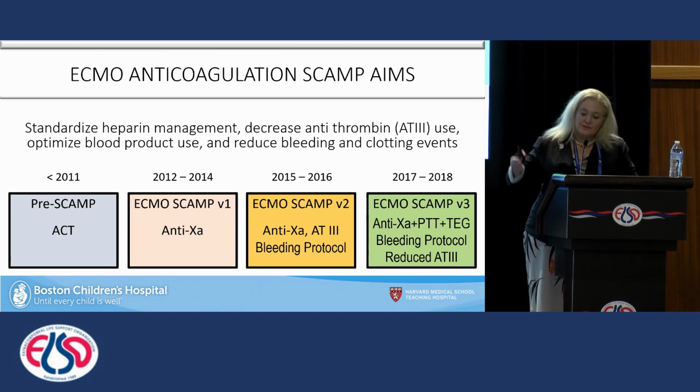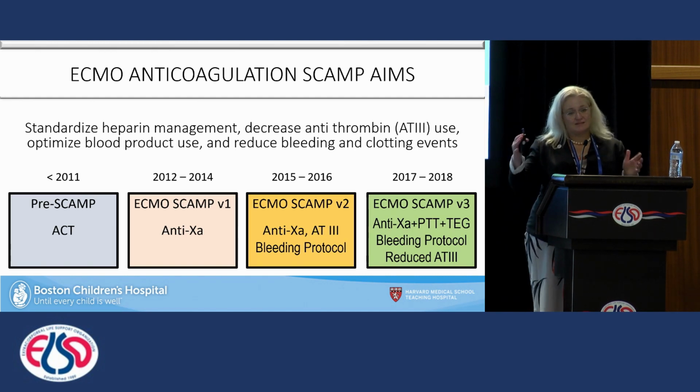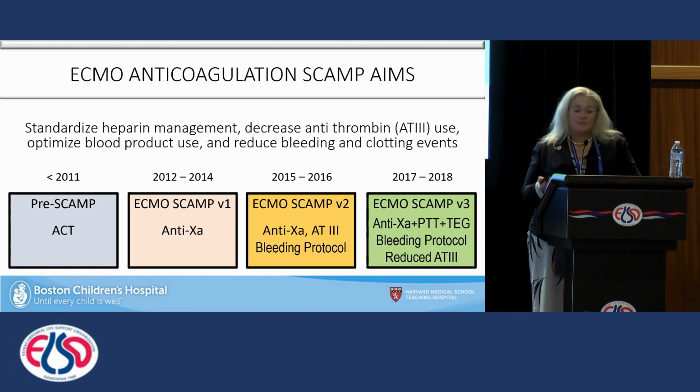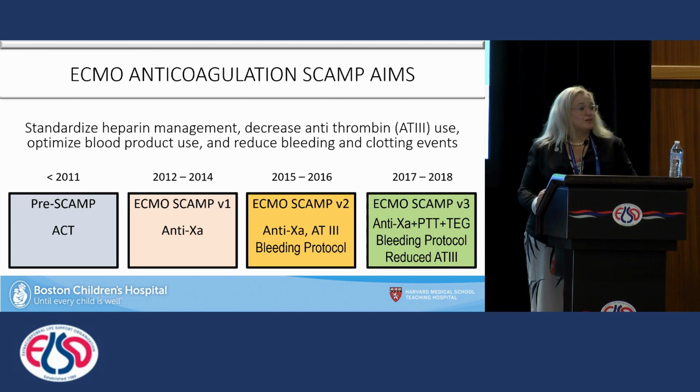And so the introduction of the bleeding protocol was a pretty new innovation for that SCAMP. And then in the 2017-18 version 3 SCAMP, we were basically informing our decision-making with anti-10A and PTT, keeping some limits around both. And we started collecting data for TEG so that we could look back retrospectively to which parameters of TEG would make a difference for our bleeding moving forward.